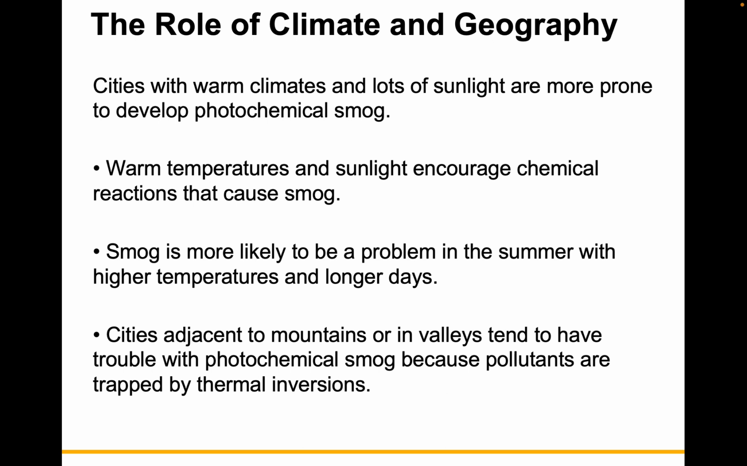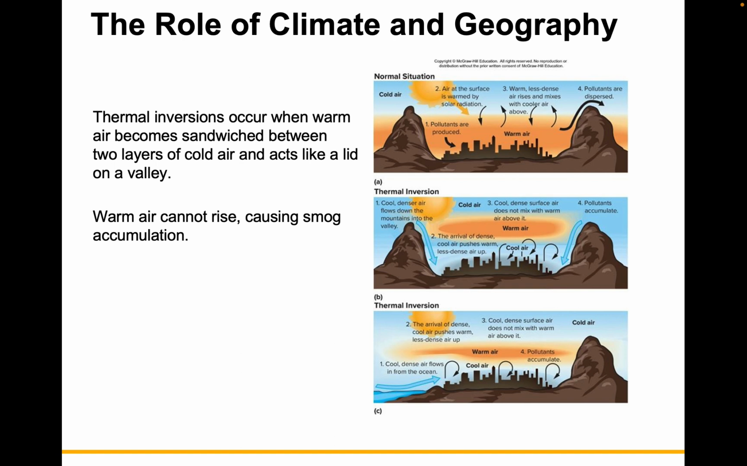And cities adjacent to mountains or in valleys tend to have trouble with photochemical smog because the pollutants are trapped by thermal inversions. And a thermal inversion occurs when warm air becomes sandwiched between two layers of cold air, and it acts like a lid on a valley. Warm air can't rise, and that causes the smog to accumulate.